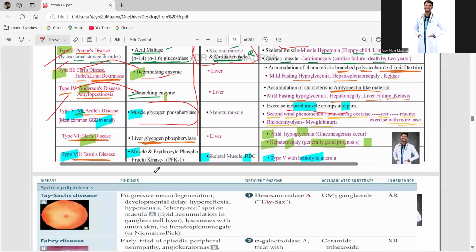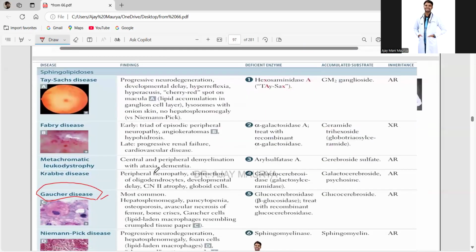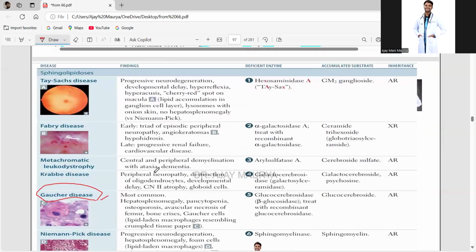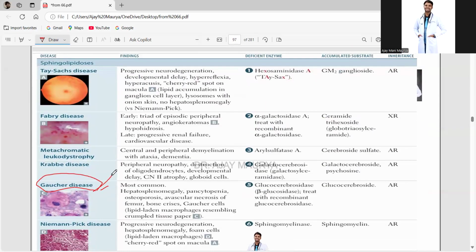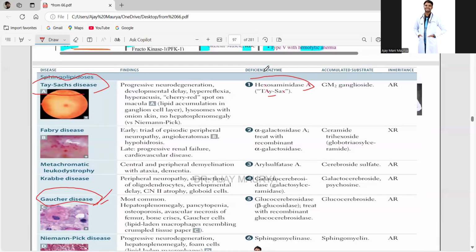Okay. Next one is the lysosomal storage disorders. I already told about Gaucher disease. Next one is Tay-Sachs disease. Tay-Sachs means hexosaminidase A enzyme deficiency.